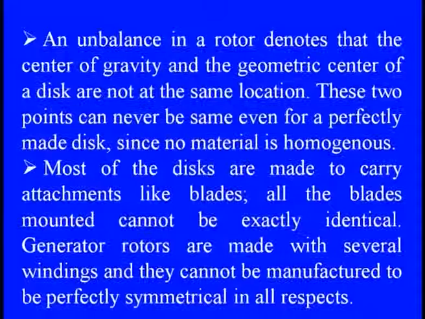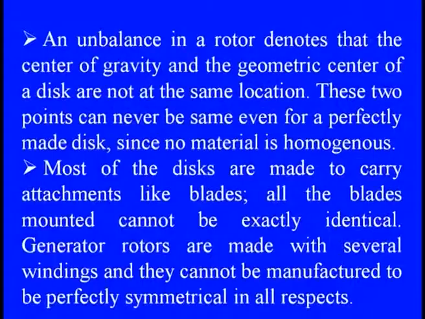So, in general, we know that unbalance cannot be avoided when the shaft speed is at a higher level; some unbalances are always there due to dynamic force transformation. This denotes that the center of gravity and the geometric center of the disc are not exactly in the same location. Due to this unbalance, a misalignment is created. And what are these two points? The center of gravity CZ and the geometric center of the disc. These two points can never be the same even if we make perfect shafts. Why?